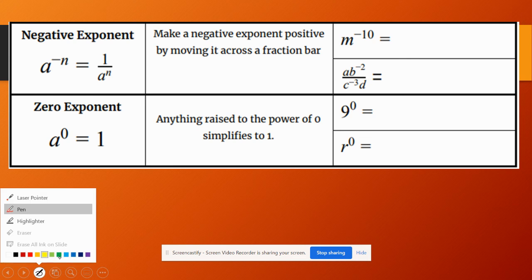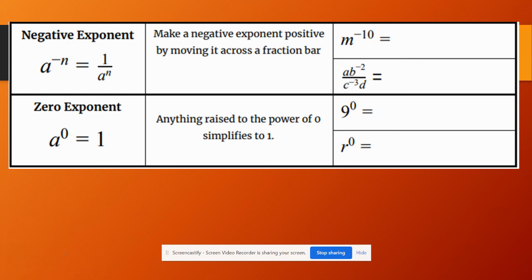Negative exponents, again, a reminder that just means we're taking the reciprocal or flipping it. Right now, this is m over 1. And so 1 over m, and then we drop the negative and have it be positive 10.